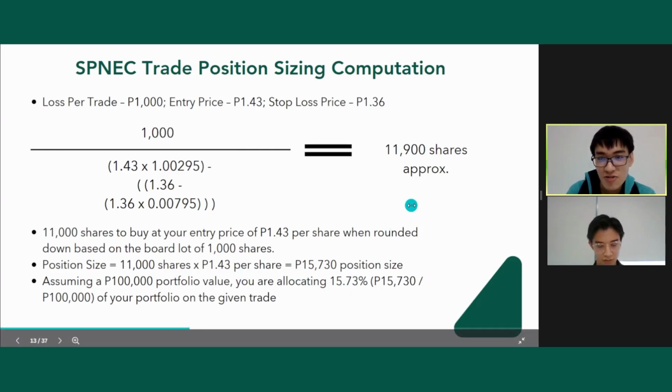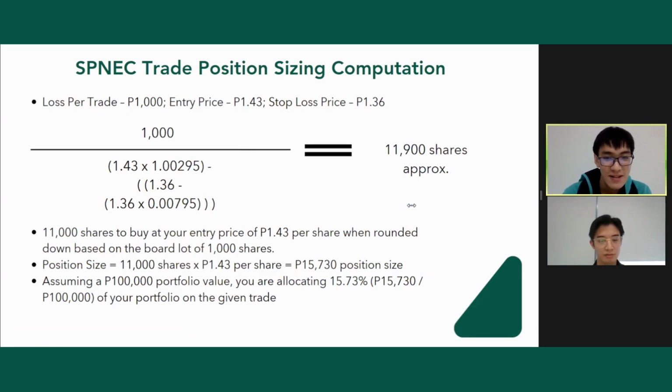15.73%. So let me ask you, Franco, di ba? If you're allocating 15.73%, are you gonna be scared of the trade? Parang matatakot ka ba or not? No, I wouldn't be because I know that I'm only risking 1% of my entire portfolio. Versus all in, di ba? You're scared, di ba? Kasi you don't know how much you're losing, right? How much you're risking. And in fact, you might be risking the whole amount of your portfolio, di ba?